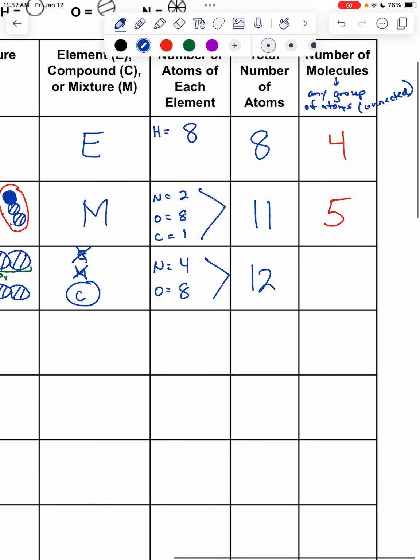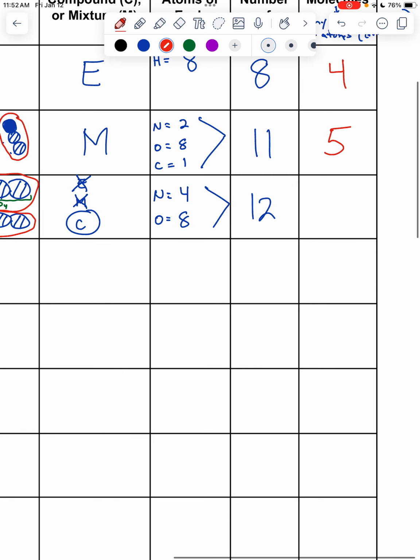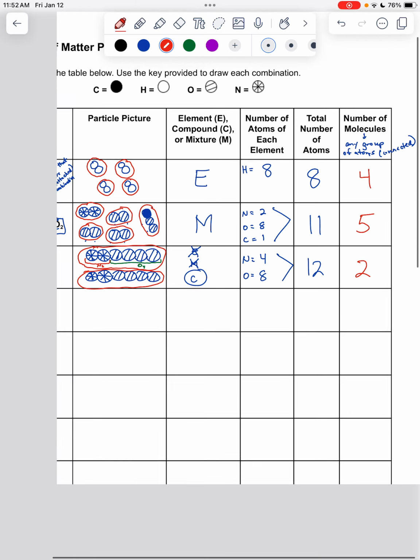And then how many molecules or groups? Well, by now we should be pretty solid with this. There's one group, and there's the other. So there are 2 total molecules, 2 total groups or packages.